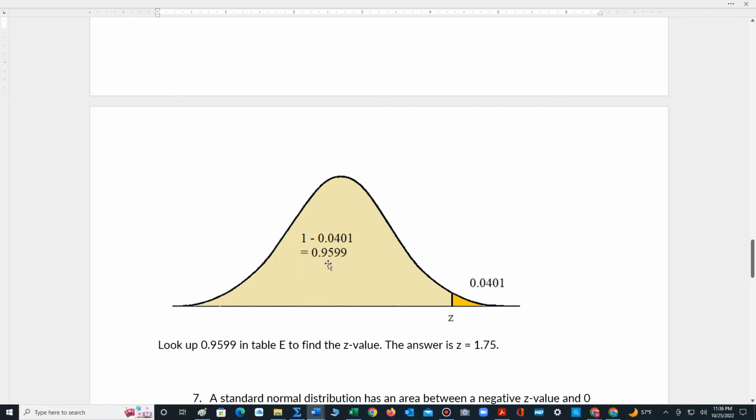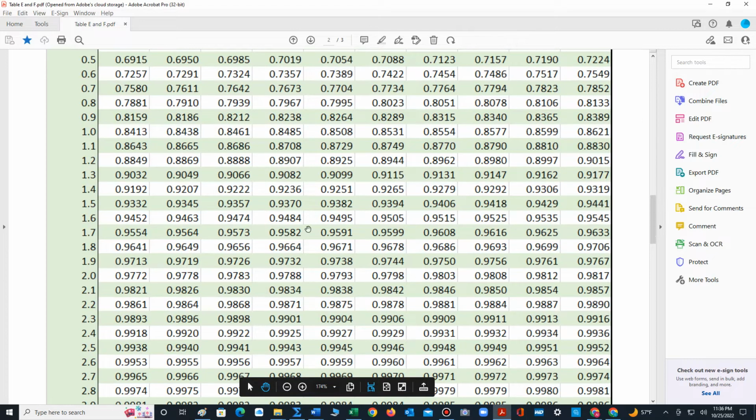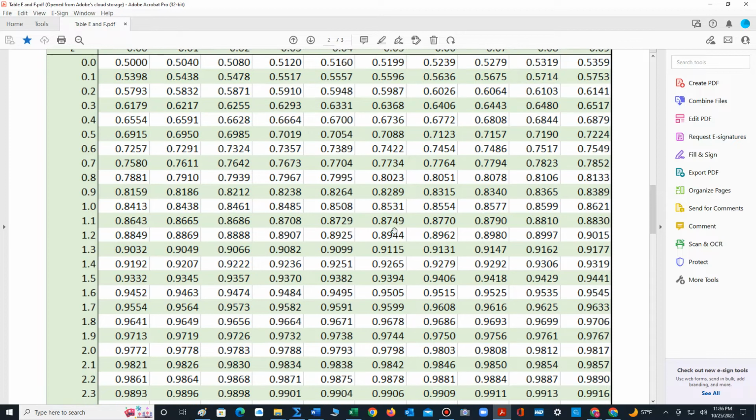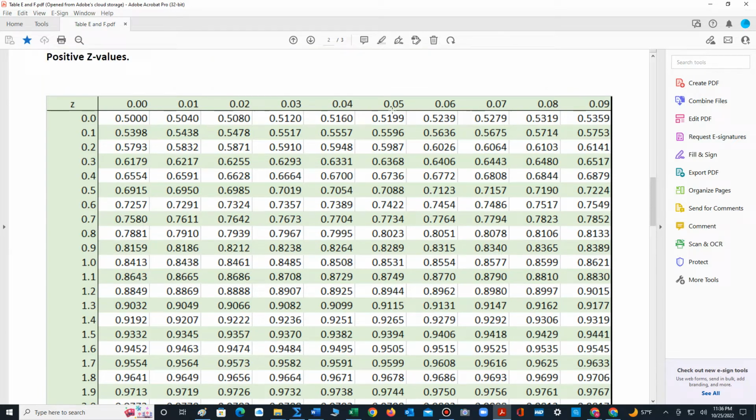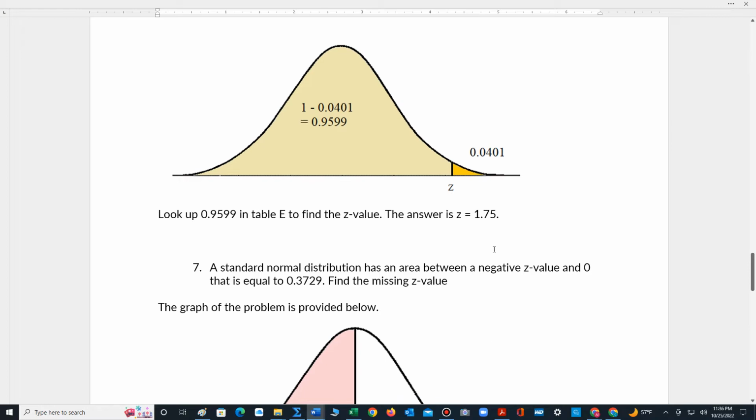And now we're going to look up 0.9599 in our table to determine the z value. So we have to look in the area section for 0.9599. In fact, it's right here. Do you see it in the center? So we look to the left, 1.7. We look up 0.5. So the z value is 1.75.